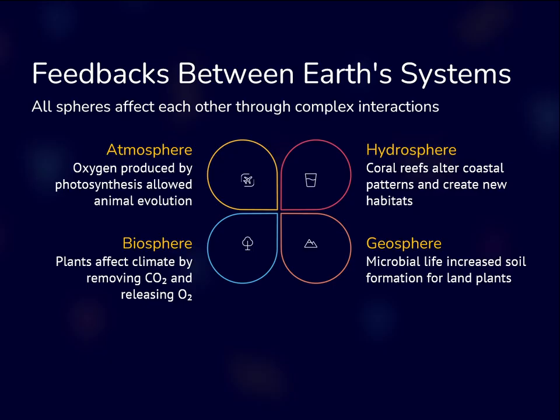Systems co-evolve and influence each other. For example, the biosphere and the atmosphere. Oxygen from photosynthesis enabled animal evolution. Plants draw down CO2 and influence the climate. We also see the biosphere interacting with the geosphere when microbes help form soils and support land plants. Coral reefs alter coastal erosion and deposition and create habitats. We also see the hydrosphere interacting with the atmosphere, in which evaporation and condensation link water and energy cycles.